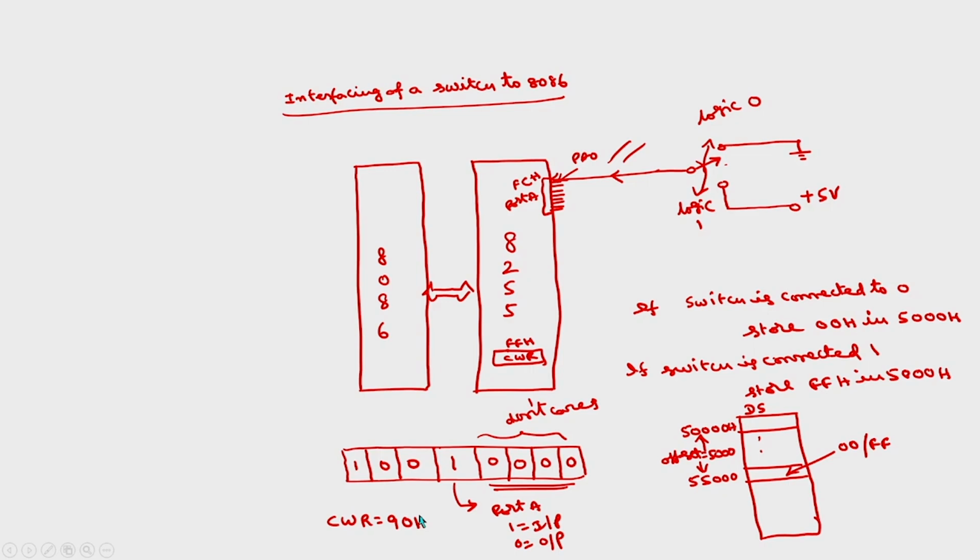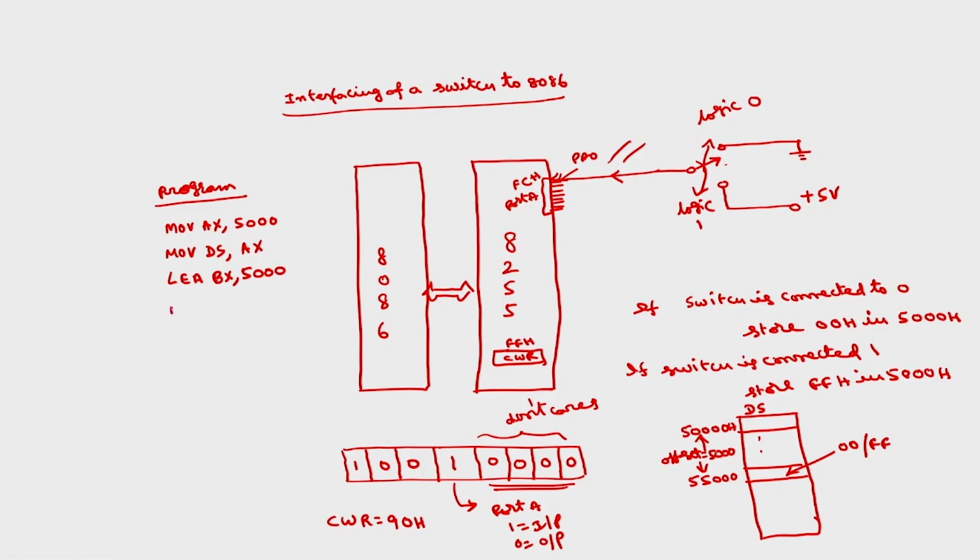Initially you have to load this 90H onto the control register. If I read the program, the first 2 instructions are: move AX comma 5000, the starting of the code segment, then move DS comma AX, and the offset is 5000 that you can point to. You can take LEA BX also, or SI also, say 5000, because the offset is also 5000.